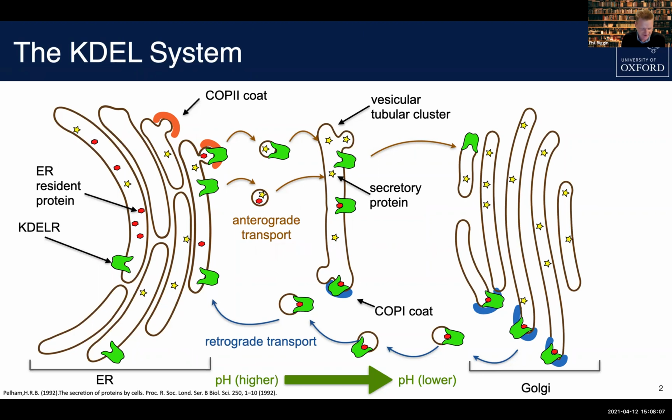And in this schematic, the proteins that are going to move are shown by these yellow stars. What happens is that they start off in the ER and get picked up by a COP2 complex, which forms a vesicle. That vesicle then buds forward and moves towards the tubular cluster and then eventually on towards the Golgi.